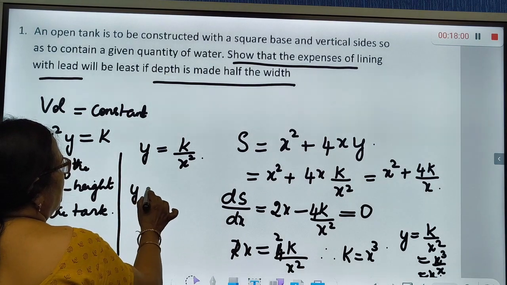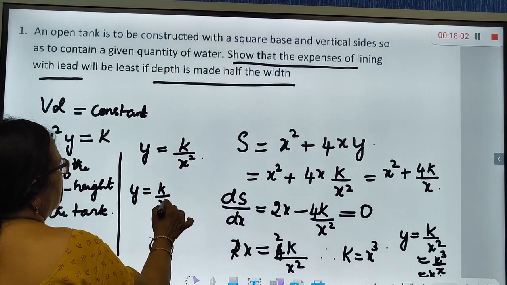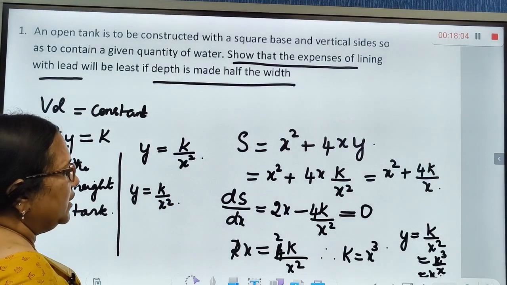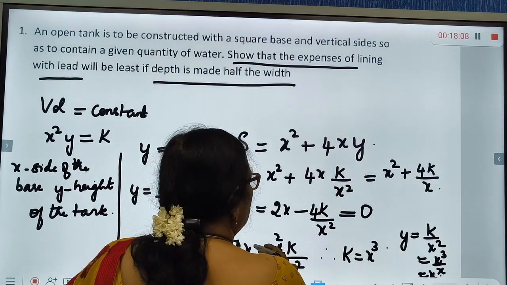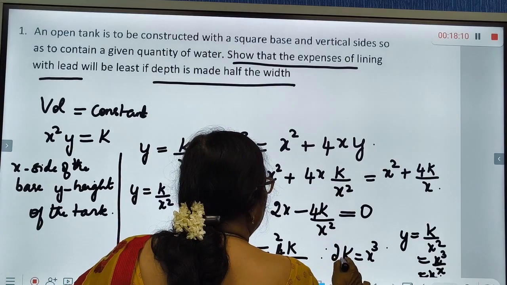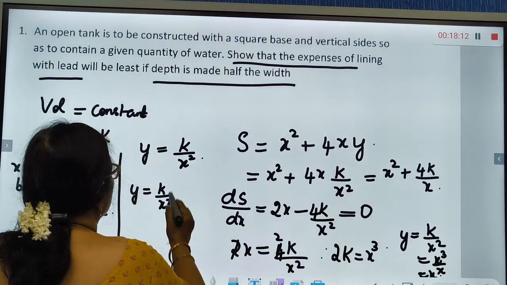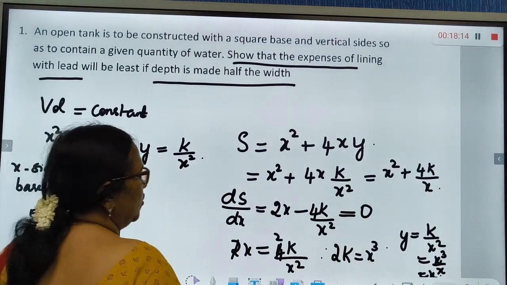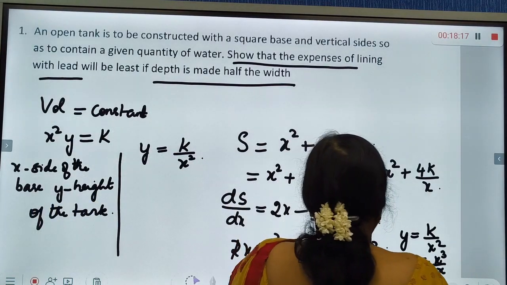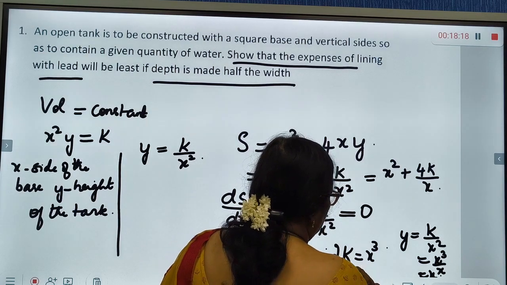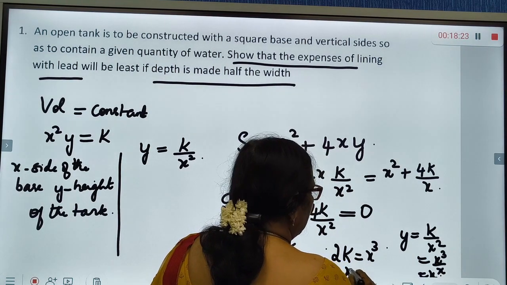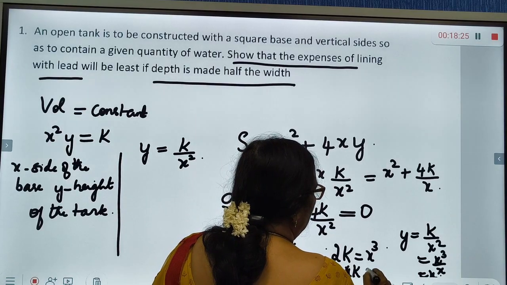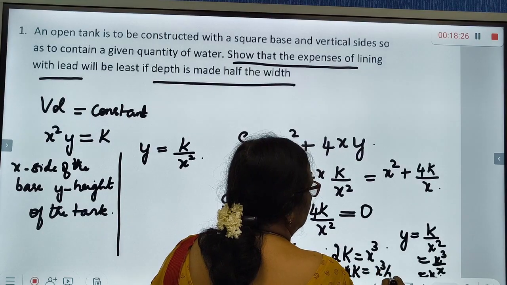So, y equal to k by x square. Okay. And from here, what did we get? X cube is equal to 2k. So, x is equal to 2k to the power 1 by 3, or k equal to x cube by 2.